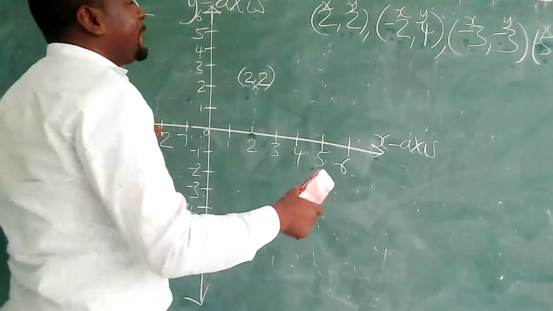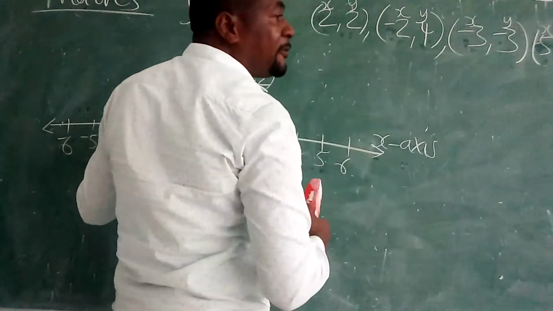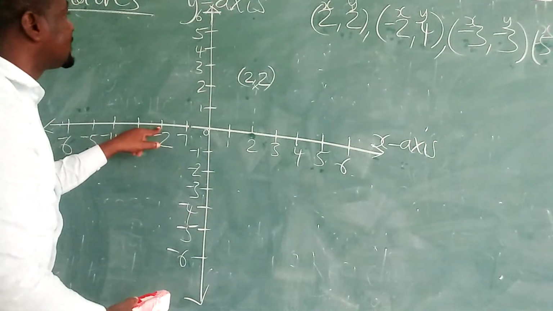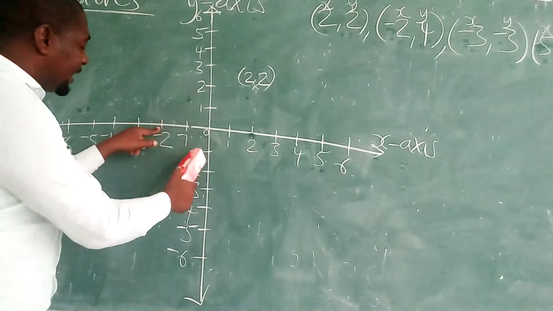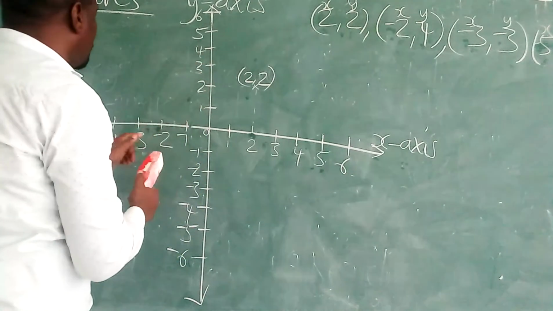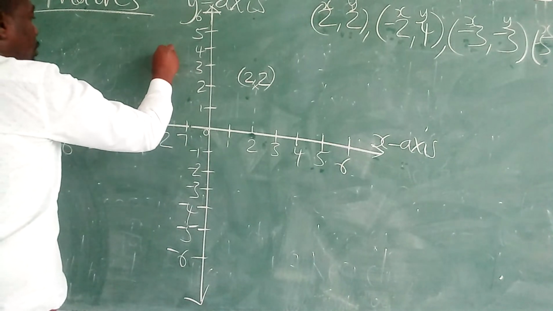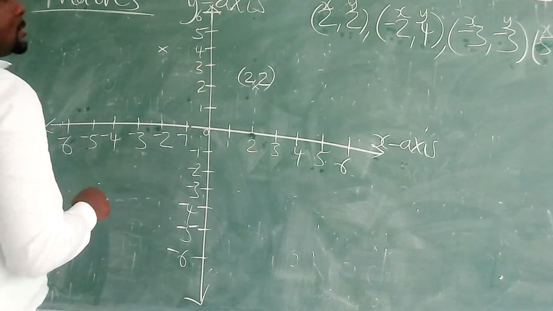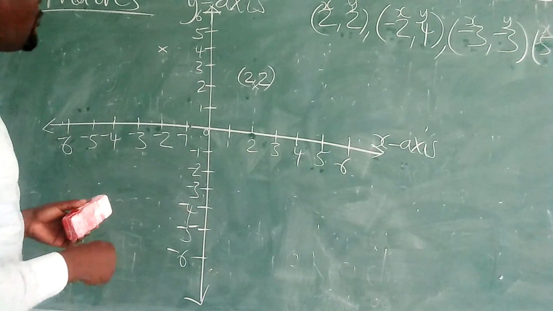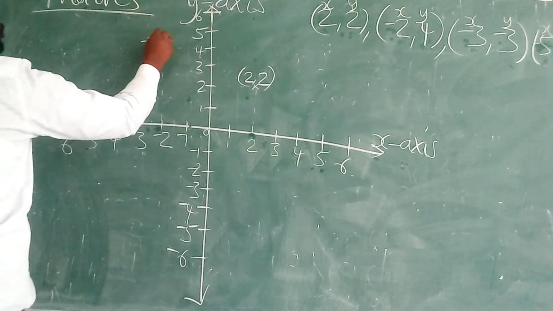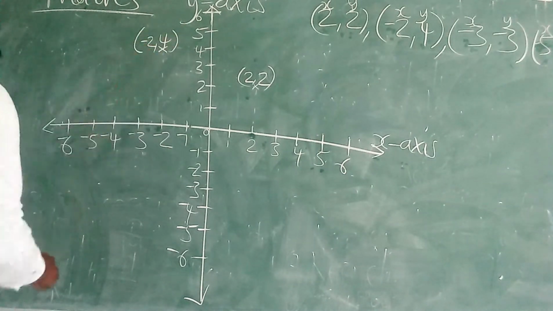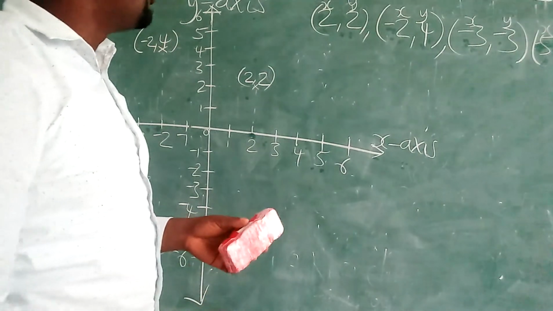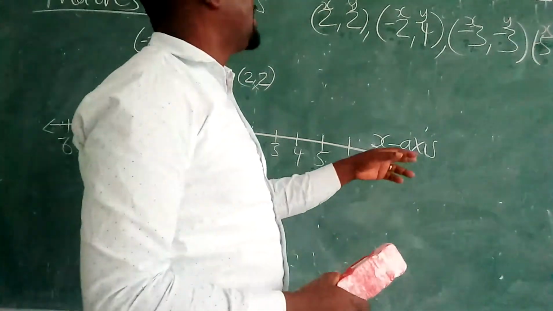Then we go to the y-axis, we find 4. Positive 4. Where is the positive 4? We have the y-axis. Now, here is negative, the positive is up. So the two, they are going to meet somewhere here. So here will be negative 2, 4. Now, we move on to the next coordinates.